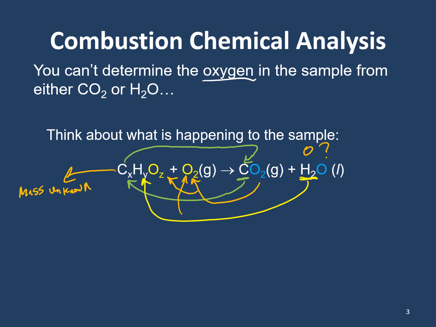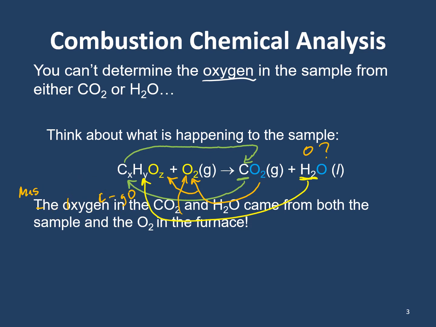Because if I have this mass of unknown, I know that that mass is equal to the grams of hydrogen plus the grams of carbon plus the grams of oxygen. And I can determine the grams of carbon and hydrogen. If I know the mass of the unknown, I can back calculate how many grams of oxygen were originally present in the unknown. We're going to do this in an example problem in just a second.